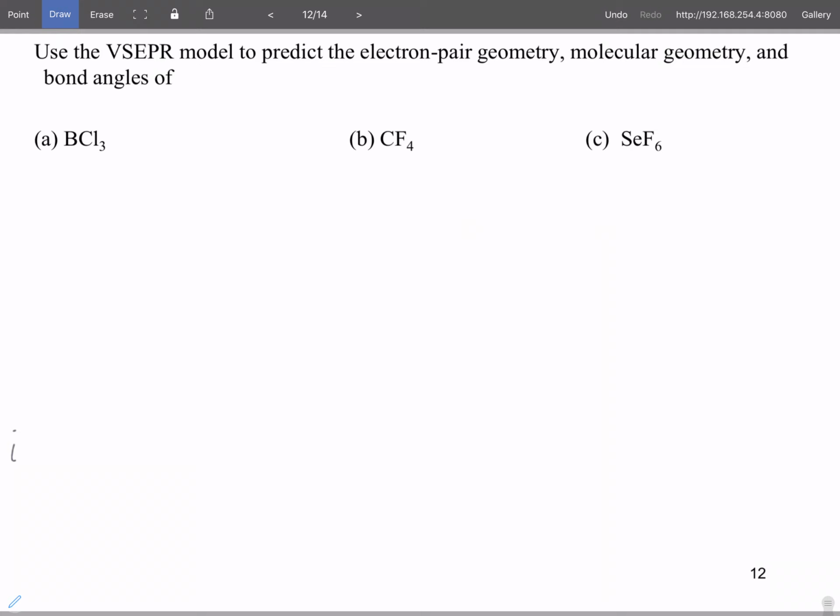The first question is going to be electronic shape. The second question will be molecular shape. The third question is the bond angles. The fourth question is the polarity, which we haven't done. And the fifth question will be hybridization, which we really haven't done.